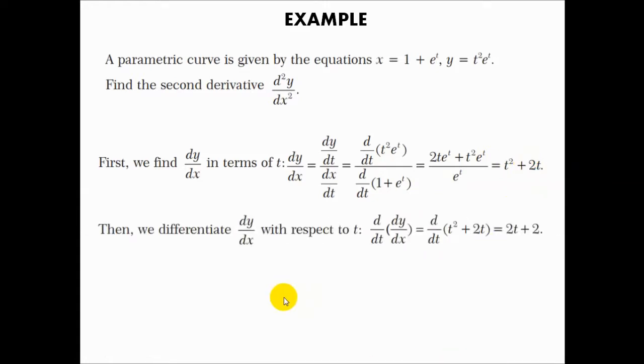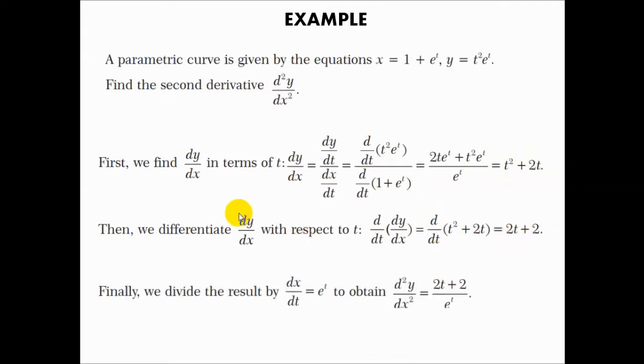The next step is to differentiate dy over dx with respect to t. From here we have t squared plus 2t, and differentiating this we get 2t plus 2. And then finally we divide the result, 2t plus 2, by dx over dt.